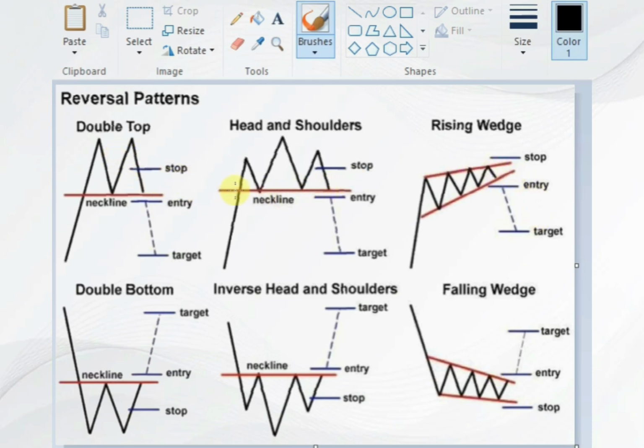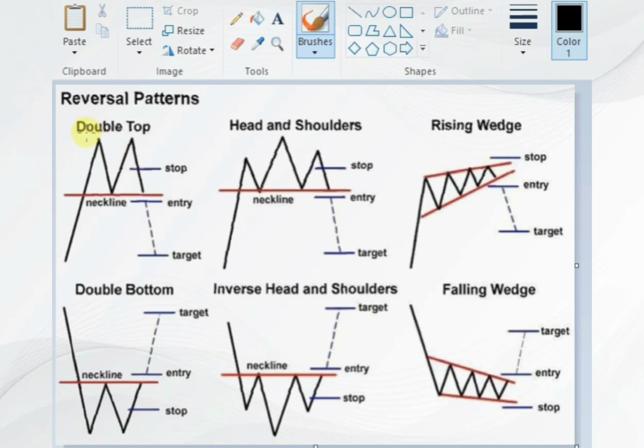We have the double top, the head and shoulders, the rising wedge, the double bottom, the inverse head and shoulders, and the falling wedge. Okay, so if you can see the double top, this is just the inverse. So this is the double bottom, this is the M pattern, and this is the W pattern. This is the head and shoulders pattern, and this is the inverse head and shoulders pattern. This is the rising wedge, and this is the falling wedge. All right, so let's talk about the double top first.